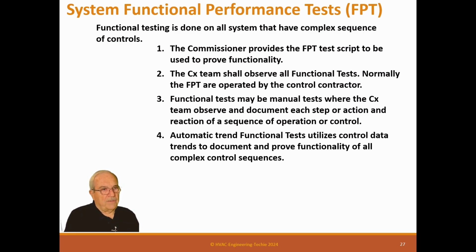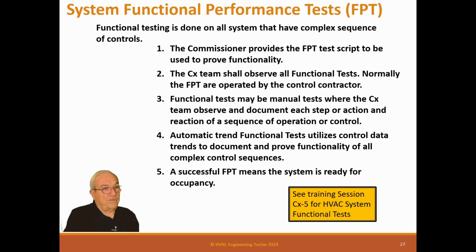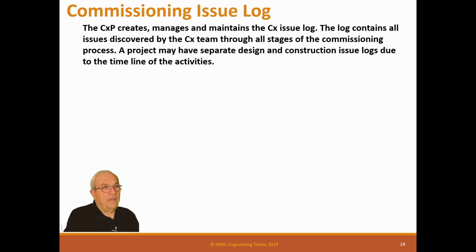Now, a separate section will tell you how to do this. Automatic trend function tests utilize control data trends to document and prove functionality of all complex control sequences. So we use data trends to prove the system actually worked. A successful FAT means the system is ready for occupancy. See training session Cx-5 for HVAC system functional test. We actually go over how you create and how you write these scripts. That's an important lesson. You should look at that one.